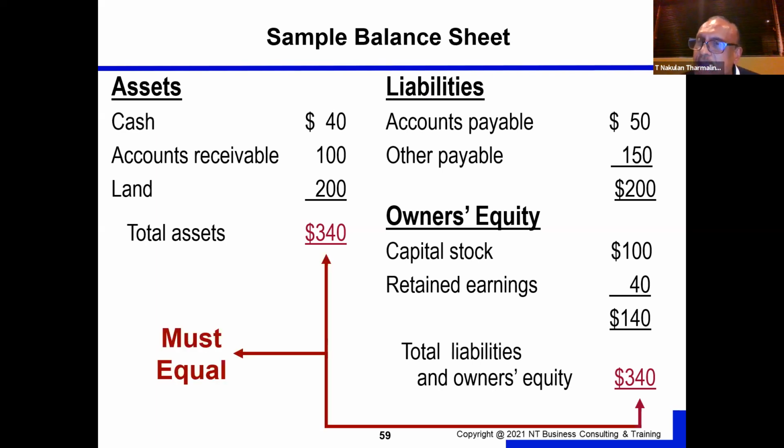Both of these must always be equal. Then only the balance sheet will balance. So this is how the accounting equation works. Assets is 340, your liability is 200. 340 minus 200 gives you 140. Correct? 340 minus 140 gives you 200, which is your liabilities. This is the typical accounting equation, which translates itself into a balance sheet.